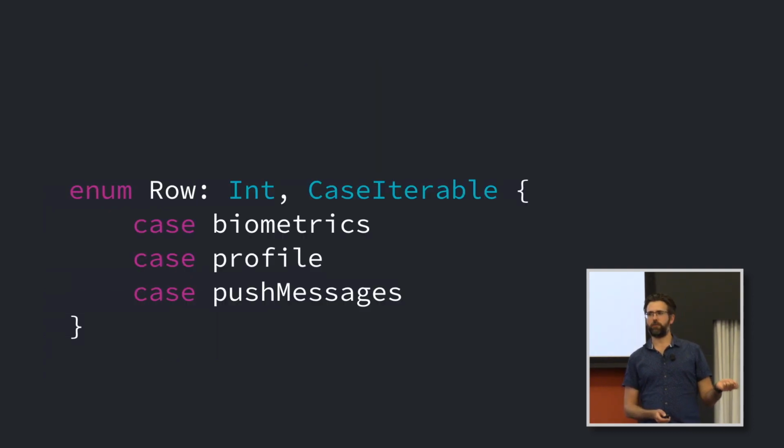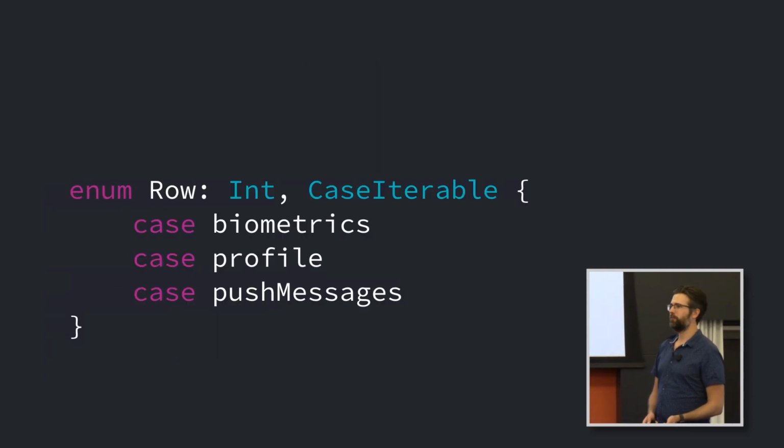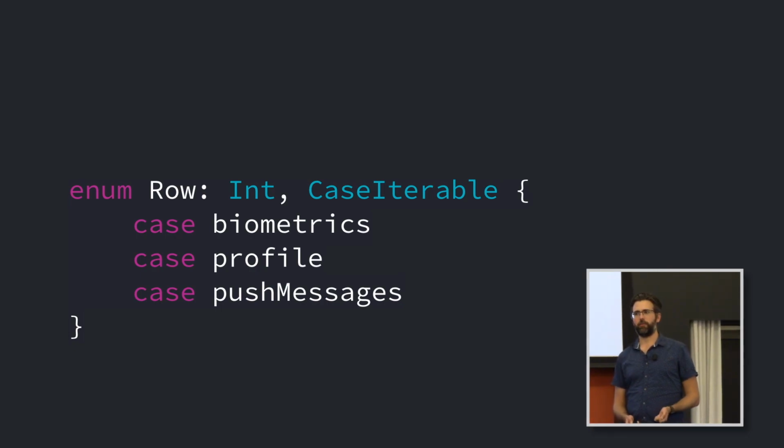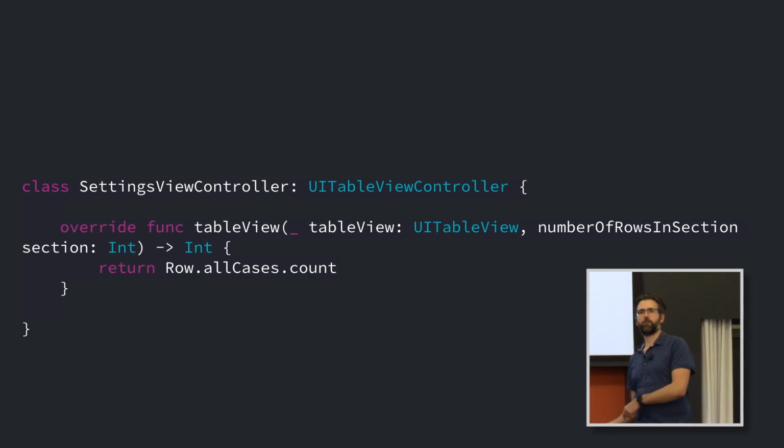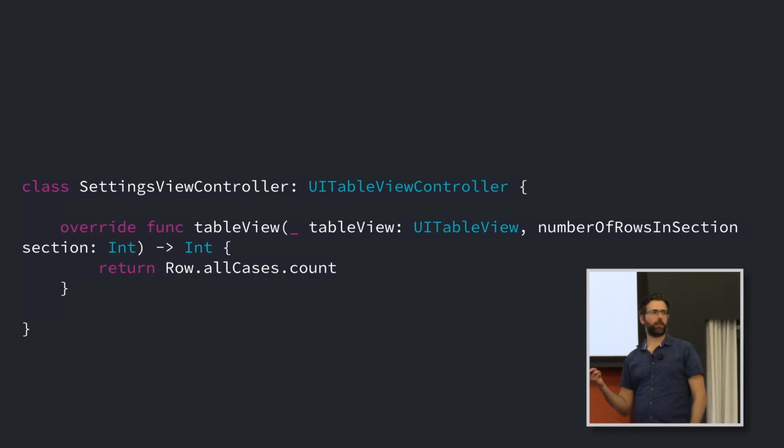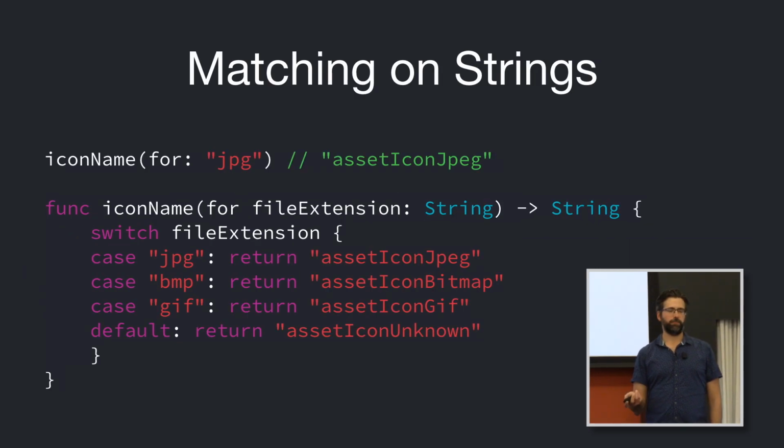If we use the new CaseIterable protocol, we get also another benefit, which is the allCases property, which again has the count property. And then we can use that as well in our view controllers. So we get a lot of compiler help this way, because if we add a new case or remove a case, it will know everywhere in our code. Another one, let's say we have strings we are matching on.